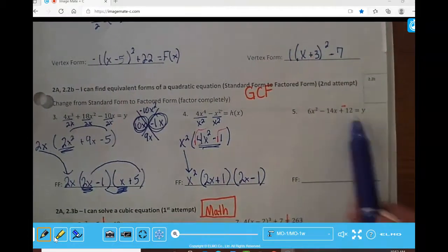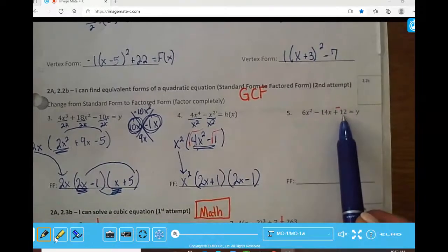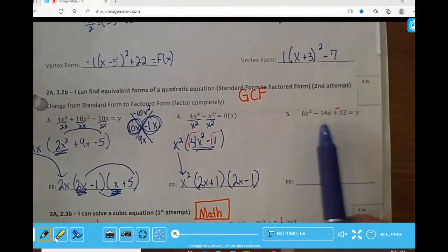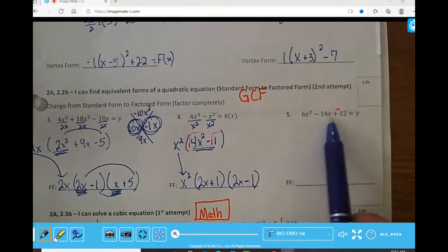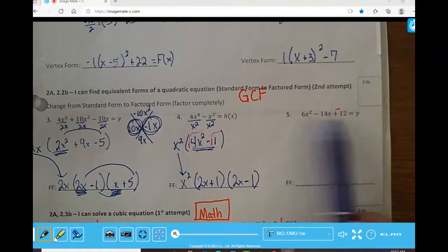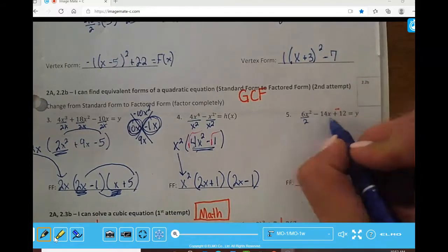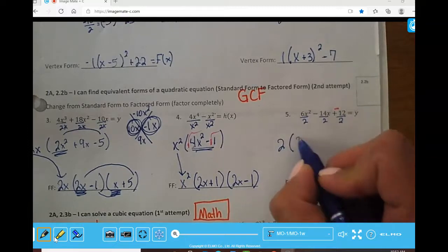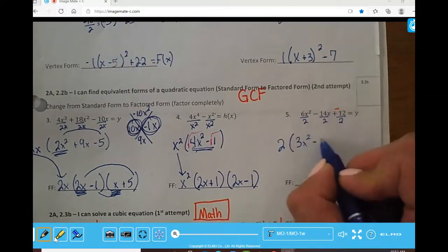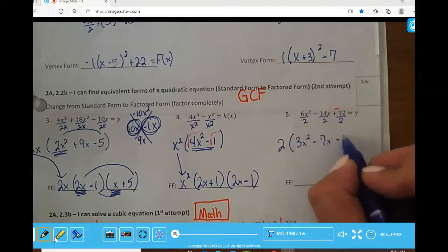On number 5, we did change this to a negative 12. So what I'm going to do is first factor out, look for a GCF, and I notice I can factor out a 2, but that's it. So I'm going to divide everything here by 2, that's factoring out. Here is that 2. And then I'm left with 3x squared. In this term, I'm left with minus 7x, and in this, I'm left with minus 6.